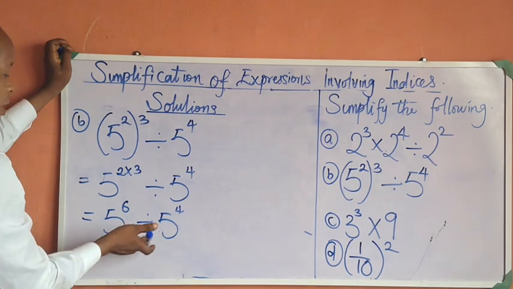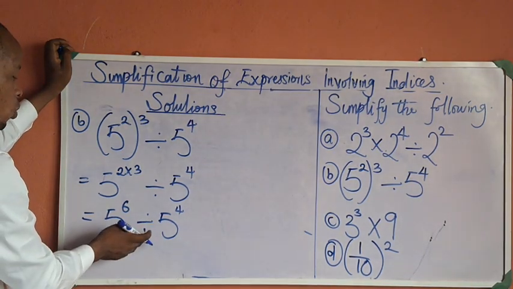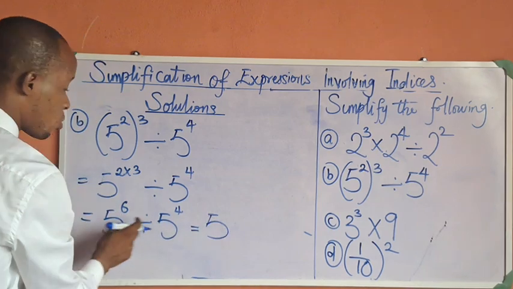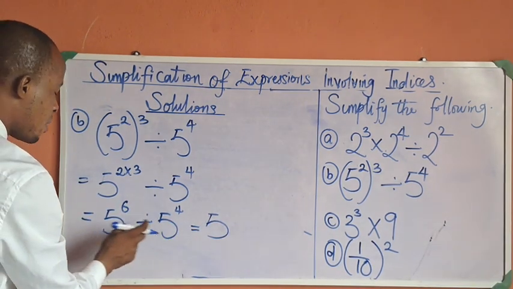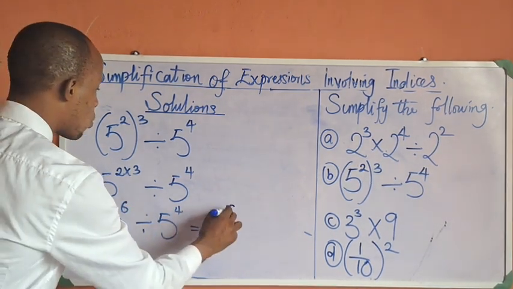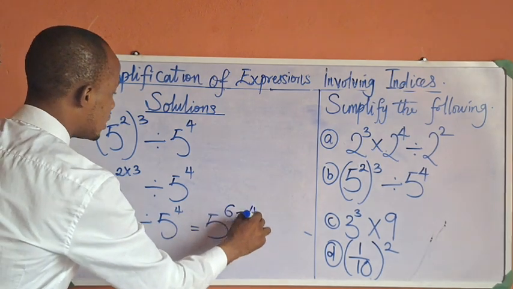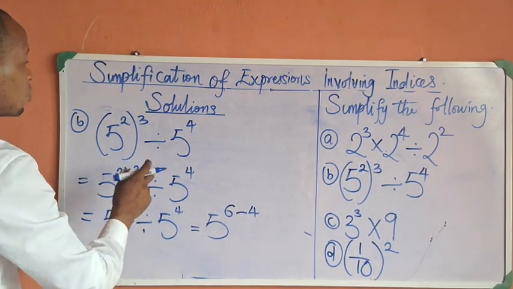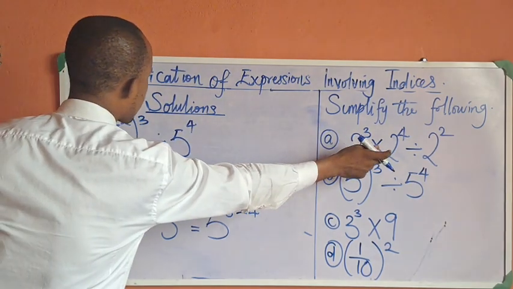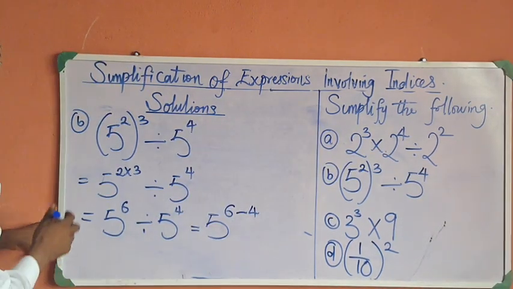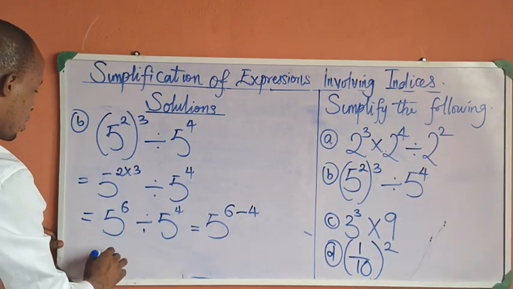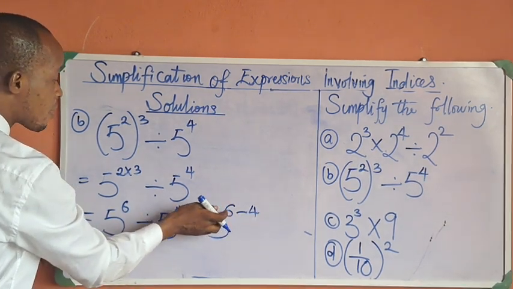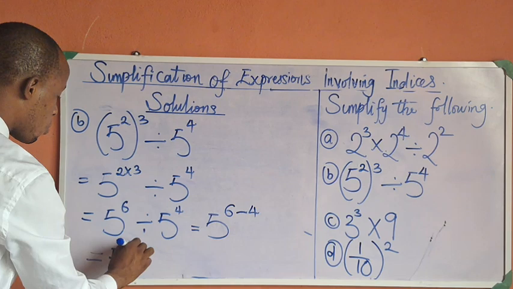Now, at this point, we're going to apply the second law. Pick one of the bases, one of the 5s, which are bases, and then we are going to subtract the power instead of dividing it. Don't forget, that's the same thing we did when we were solving the first question. The answer now will be 5 raised to power, if I take 4 away from 6, I will simply have 2.